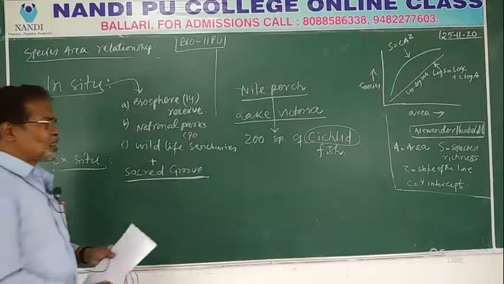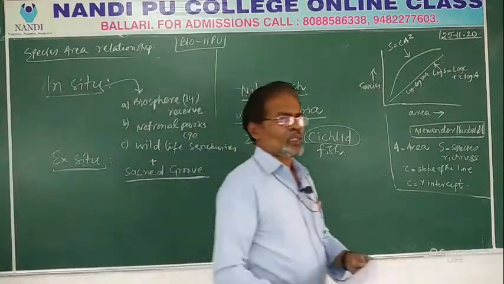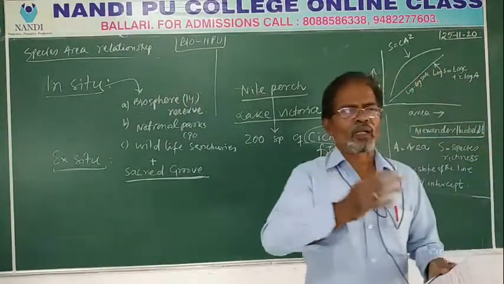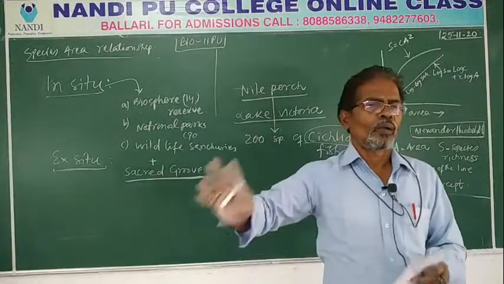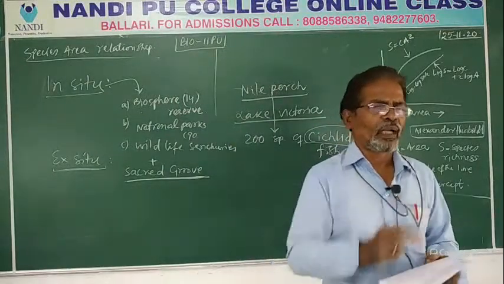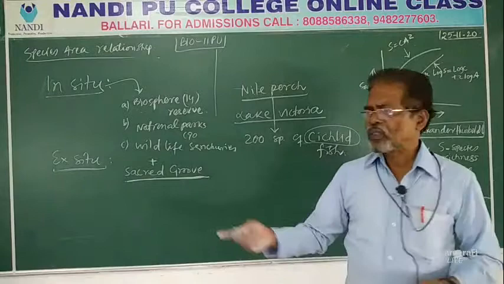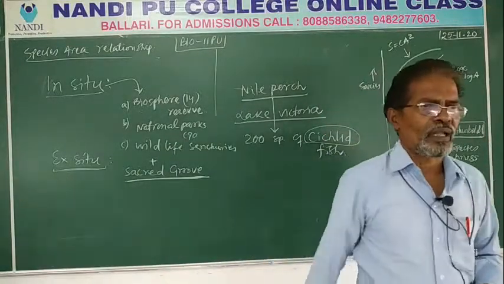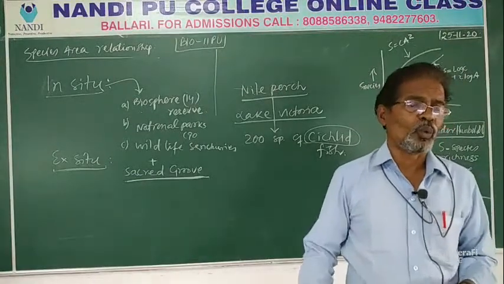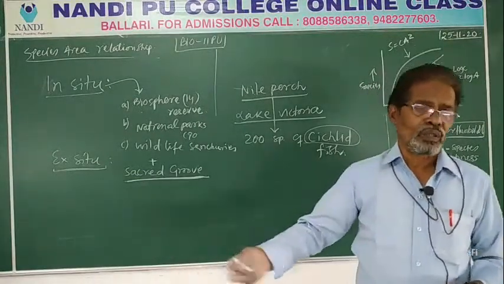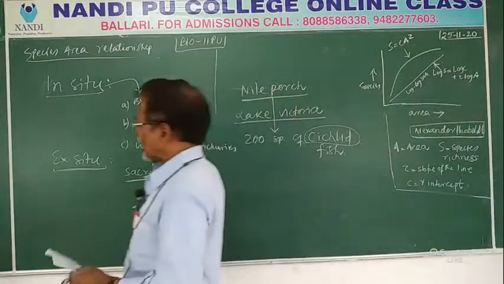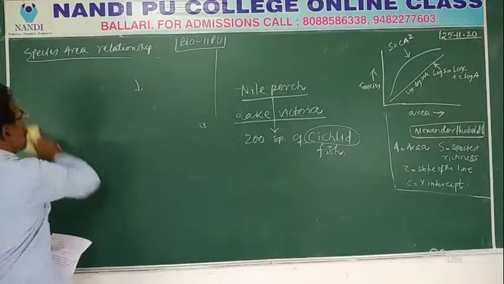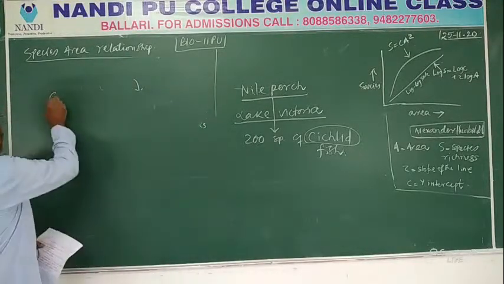Now, ex situ conservation means if in a jungle a threatened species is facing danger, then we take out those animal species or plant species and we protect them in a zoo or botanical garden or other ways which I will tell you now. Means we lift them from their place of origin and place them somewhere else, and that is called ex situ, means out of their native place. Is that clear? Write down the heading ex situ. Under ex situ, I am giving you a list.